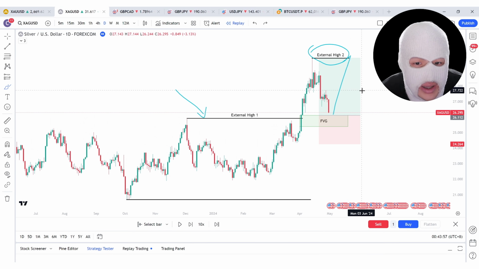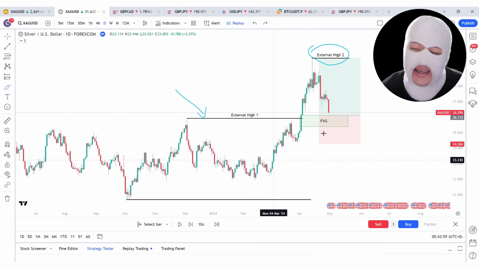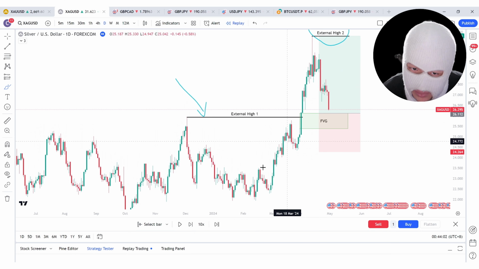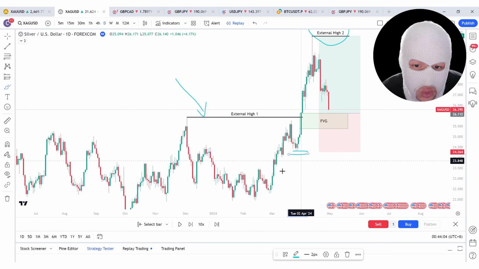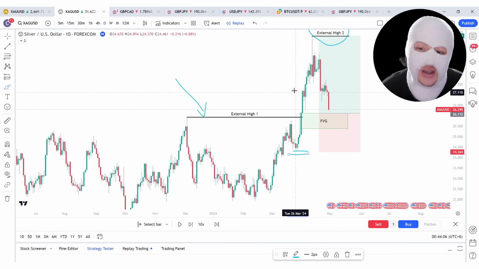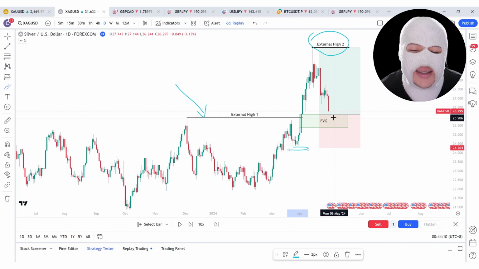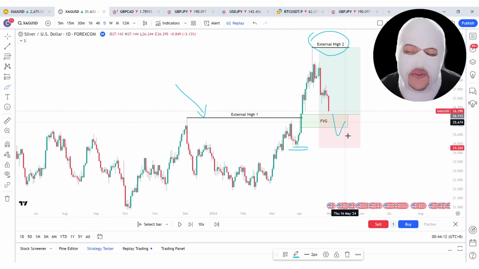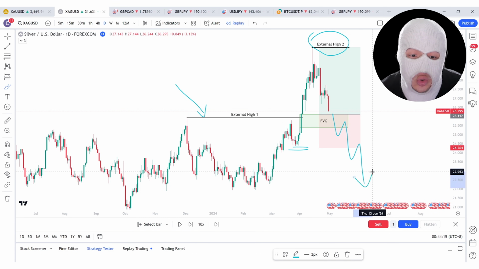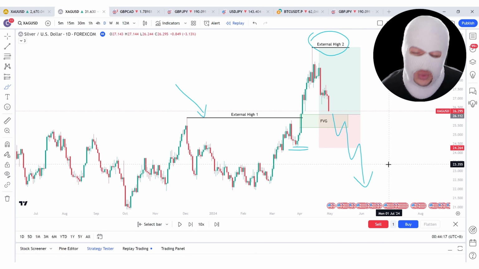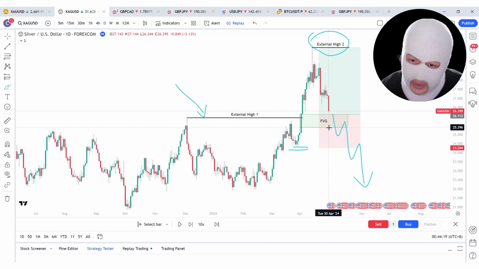An extremely simple entry model can be just placing a buy limit at this new support area with stop loss at this low here that was created before creating the external high 1. If price decides to break past this low, there is a very high chance price could continue lower, creating lower highs and lower lows, invalidating the bullish trade idea.